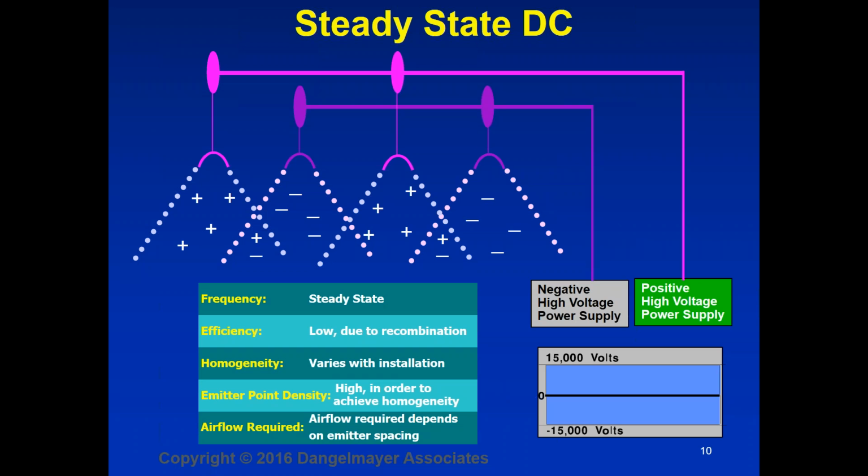Generally, we have to have a reasonable amount of airflow going by the emitter points to make sure that the recombination doesn't occur. The emitter point density can be high in order to achieve homogeneity, which means you have a maintenance issue. But because we have control over both the negative and positive high voltage supply, we can in many instances keep the field that escapes the ionizer very low, and we can use this with very sensitive devices because we can maintain the offset voltages at very low values. Next slide.